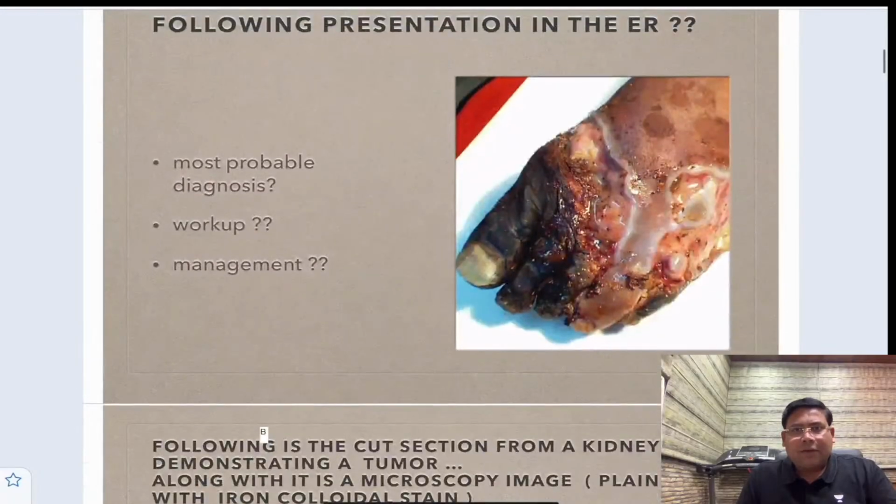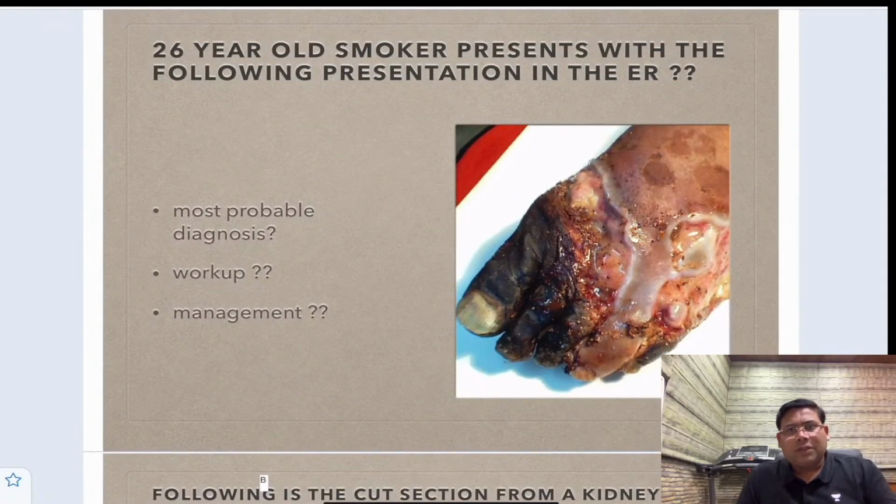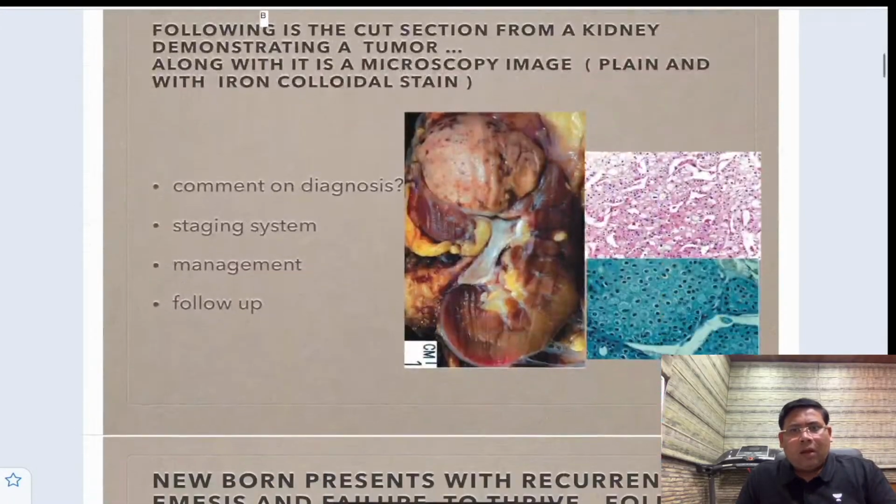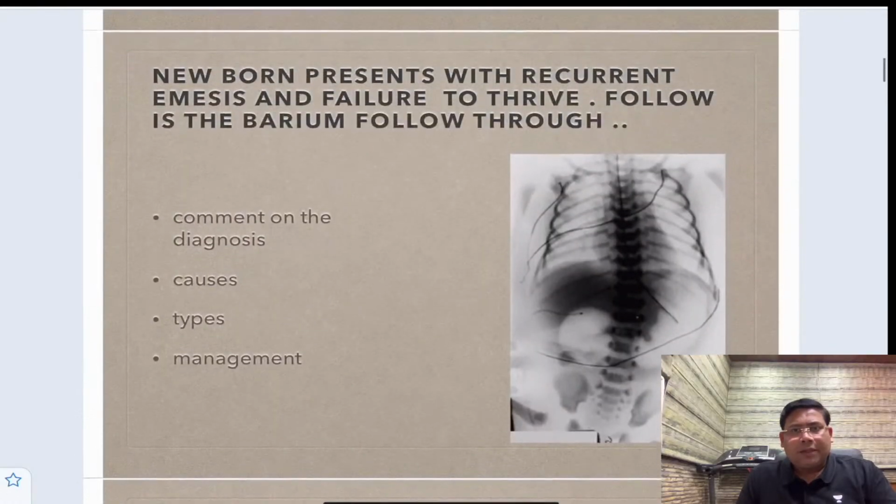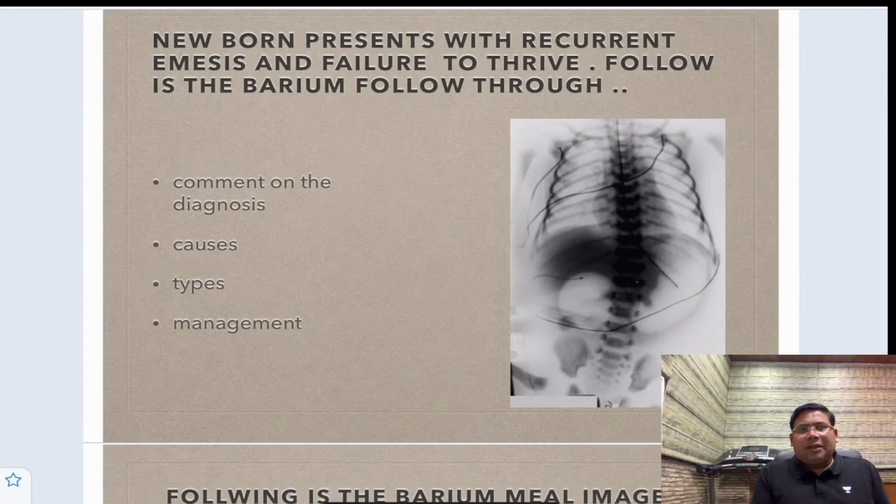Let us discuss one more question. From vascular surgery only, I'll discuss this question. A newborn, tell me the answer for this. A newborn presents with recurrent emesis and failure to thrive. Following is the barium follow through. What are you looking at? Comment on the diagnosis, comment on the causes, comment on the types, and comment on the management.